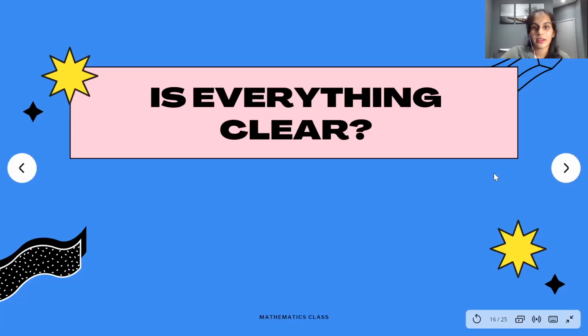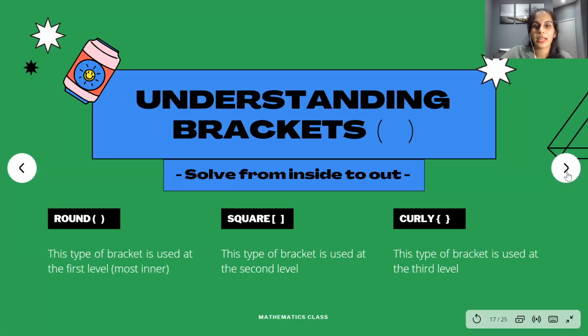Is everything clear so far? The BODMAS rule is very simple once you understand the basics and the concept of it. Okay, let's move on. Understanding brackets. Now, in BODMAS, there are 3 types of brackets, which are round, square, and curly. And if you notice, the brackets will always come in a pair, which is the opening bracket and the closing bracket. So you may be wondering, why do we need 3 types of brackets? I will show you that example in the next slide.